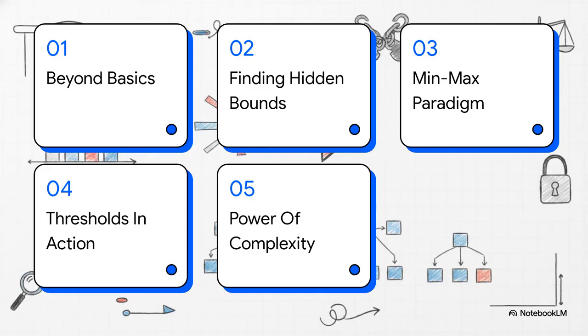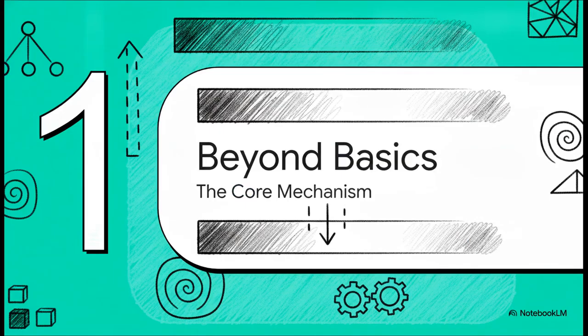Here is our roadmap for today's explainer. First, beyond basic binary search. Then, finding the hidden bounds. Next up, the min-max optimization paradigm, followed by thresholds in action, and we'll wrap it all up with the power of complexity. All right, let's jump straight into section 1, beyond basic binary search, looking at the core mechanism.